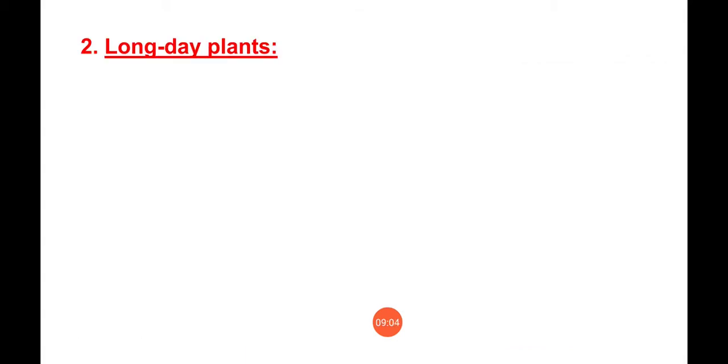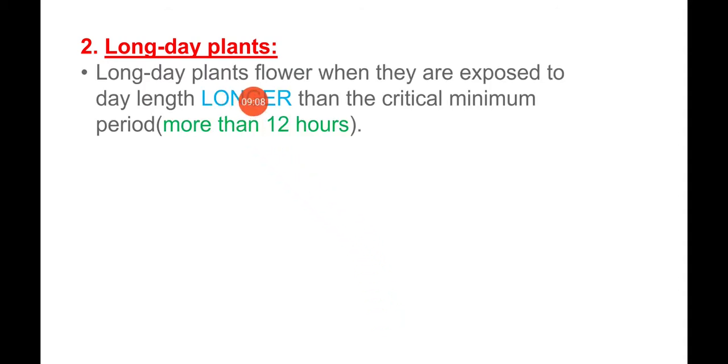Okay. Next, long day plants. What are long day plants? Long day plants flower when they are exposed to day length longer than the critical period, that is more than 12 hours of light is required for these plants, then only flowering occurs in these plants.